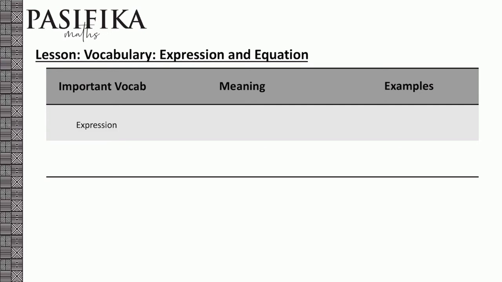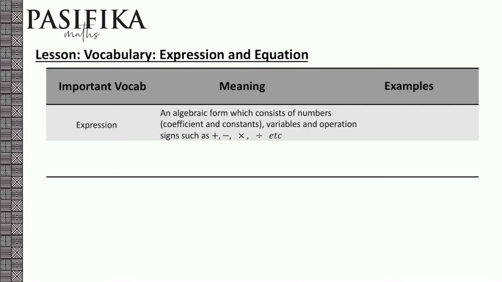Expression. What is an expression? Well, it is an algebraic form which consists of numbers, variables, and operations such as these. Now, the numbers can be coefficients or constants. Let's look at an example.